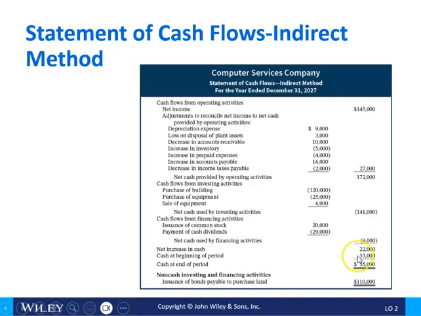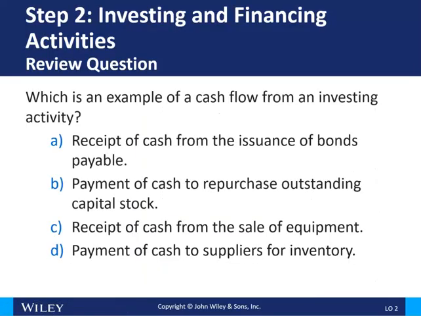We paid dividends, $29,000, so that's an outflow. So the net increase in cash was $22,000. We added to cash at the beginning of the period, $33,000, for $55,000 cash at the end of the period. And then issuance of bonds to purchase land is disclosed at the bottom as a non-cash transaction, which is an example of a cash flow arising from an investing activity.